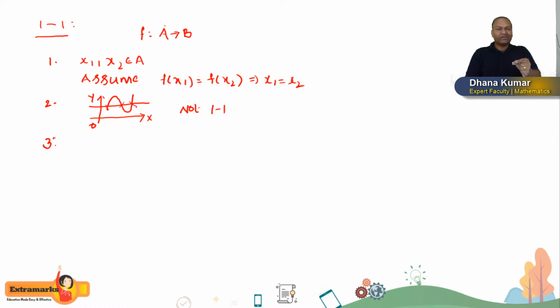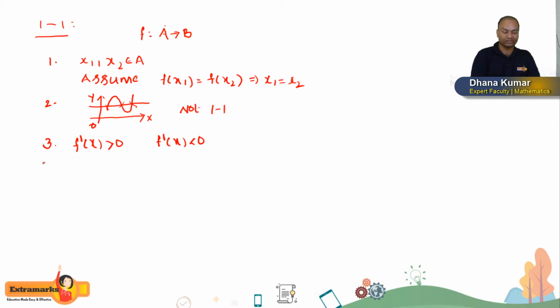Now coming to the third point. If the given function is either increasing or decreasing in that particular domain, then the function is 1-1. Using the application of derivatives, increasing and decreasing concept: if f'(x) is greater than 0, the function is strictly increasing; if f'(x) is less than 0, the function is strictly decreasing. In the entire domain the function must be either strictly increasing or strictly decreasing, not both. If both are satisfied, then the function is not 1-1.